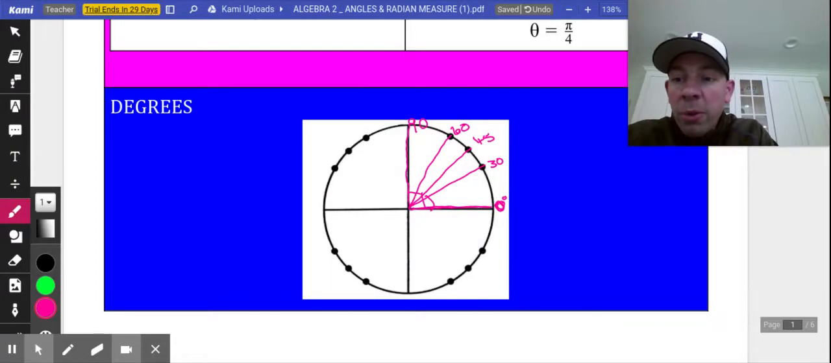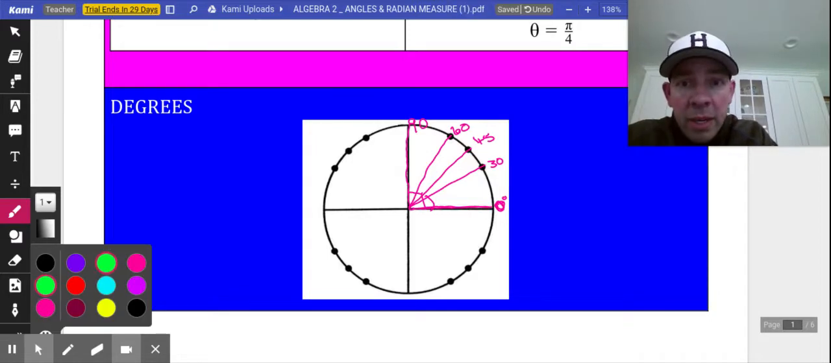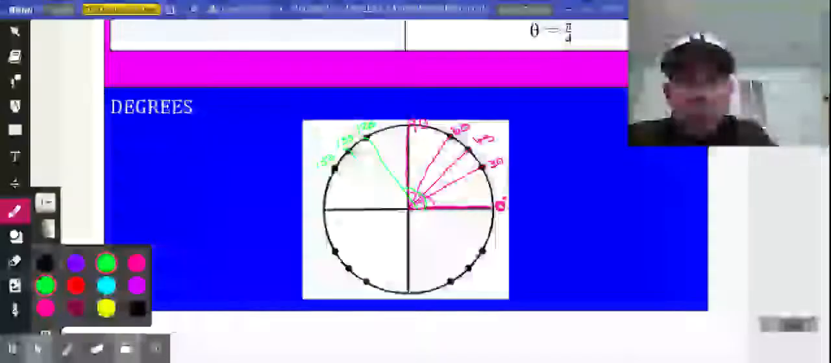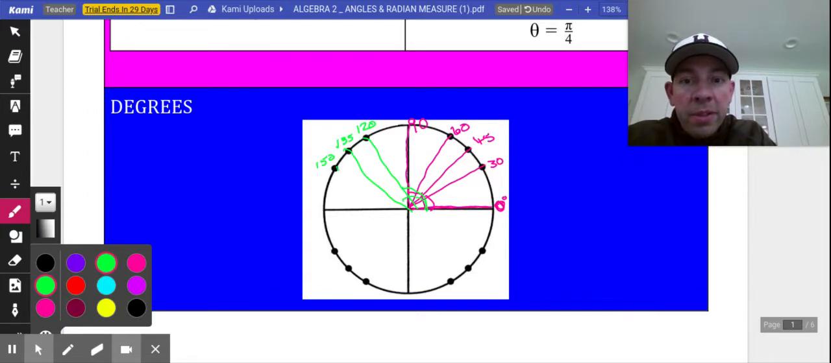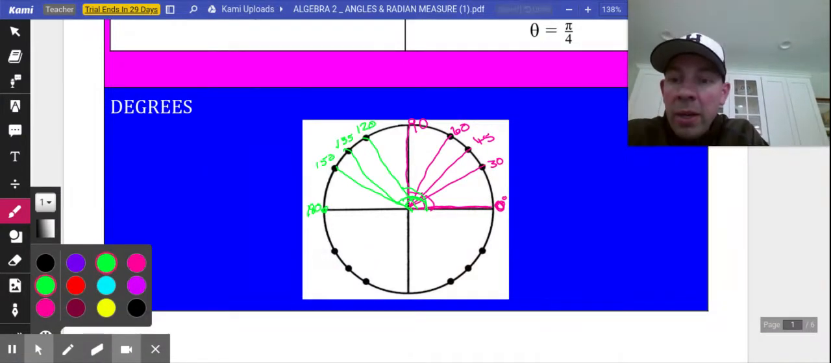We keep going around the horn here. Let's see, we've got 120, 135, 150. These are all very special angles. Oh, this is not my best drawing ever. And we get to 180 right here. So that's a semicircle.